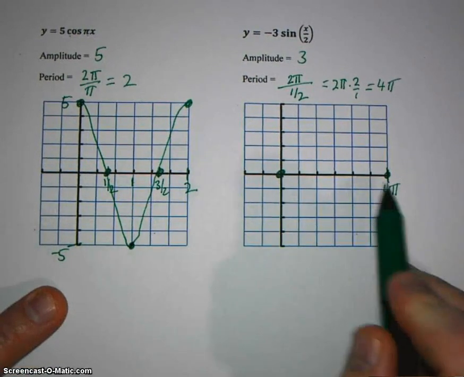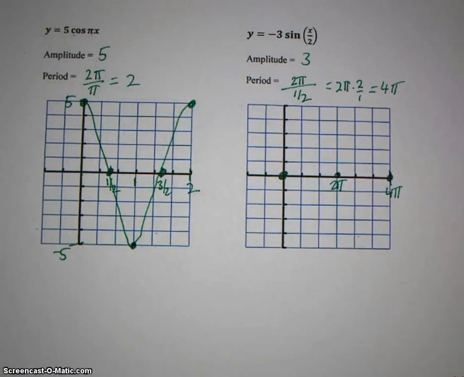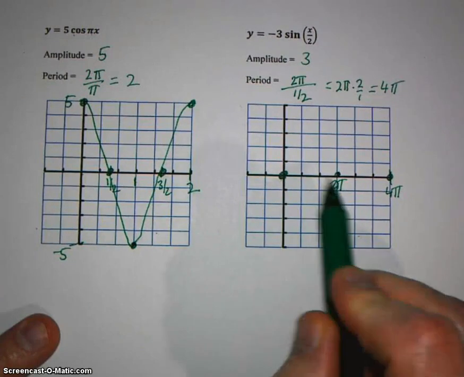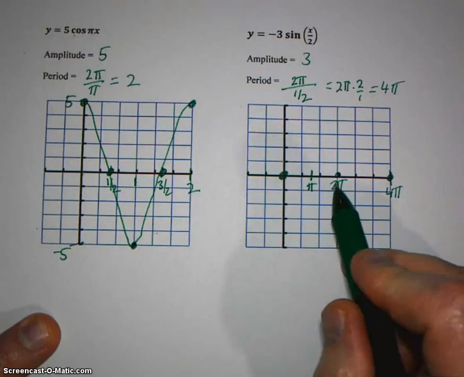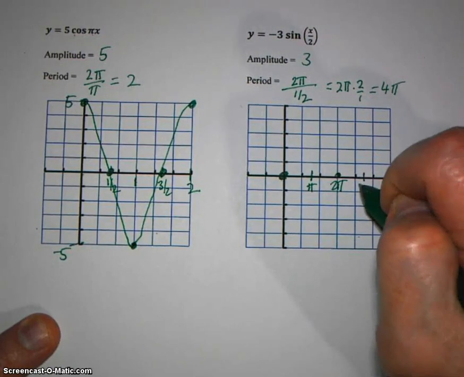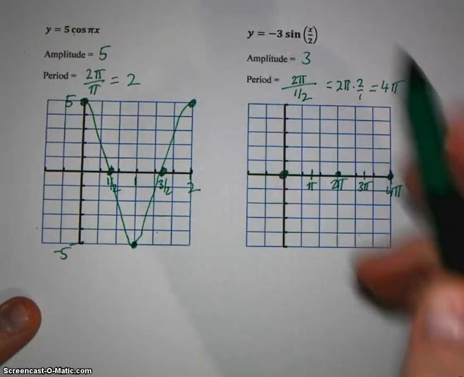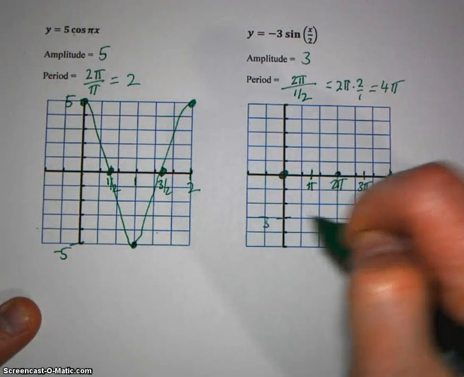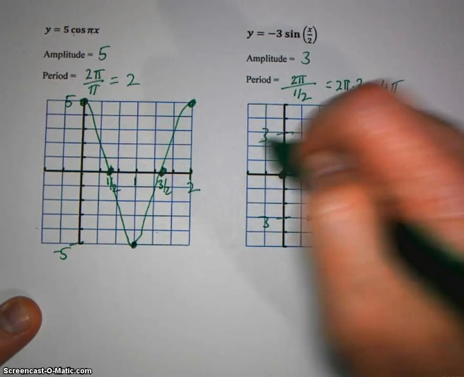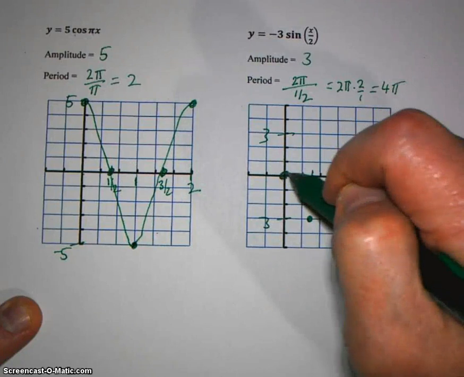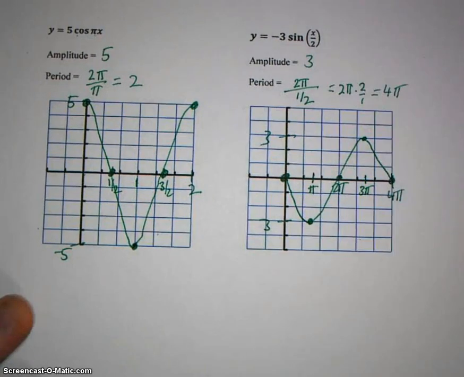Halfway between 0 and 4 pi is 2 pi. Will be on the axis there. Halfway between 0 and 2 pi is 1 pi. And halfway between 2 pi and 4 pi is 3 pi. And then the only thing we got to deal with, this is a negative, so we're going to be low. Another 3 right there. And here we'll be high. We'll be at 3. All right, and then we draw our nice smooth wave.